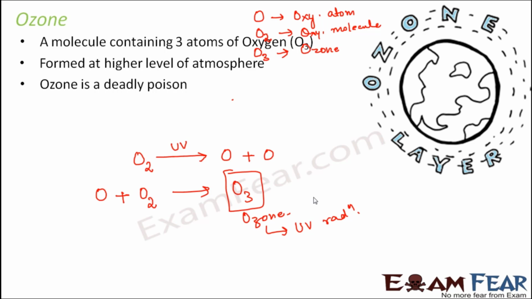In fact, it can cause various diseases in the skin. If the skin is exposed to ultraviolet radiation, it can cause skin cancer, because the DNA and proteins inside the body have a tendency to absorb ultraviolet radiation, which in turn increases the risk of skin cancer. So protection against this ultraviolet radiation is needed, and this protection is provided by ozone, which as such is a deadly poison, but this poison acts as a protection for us.